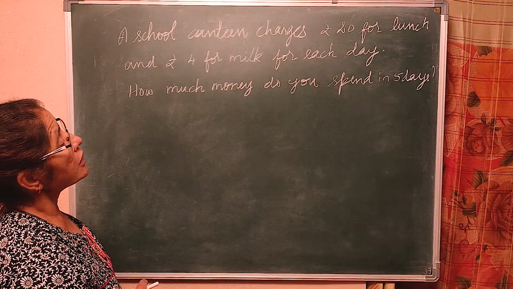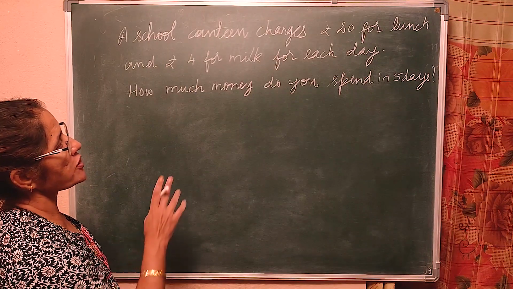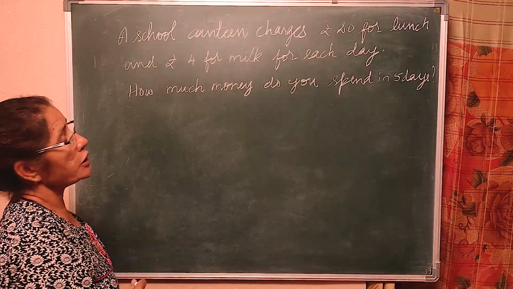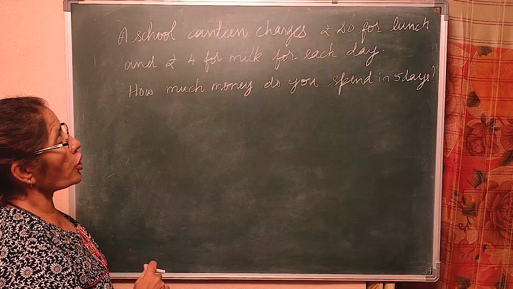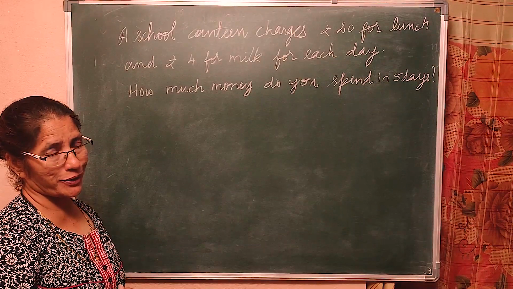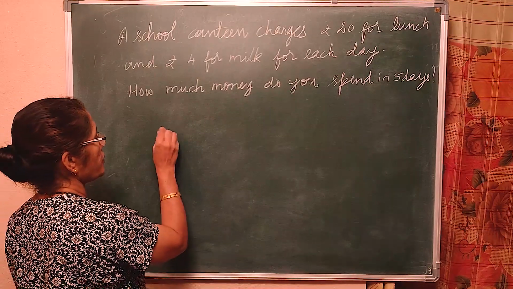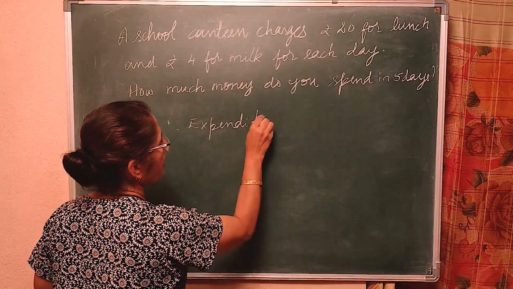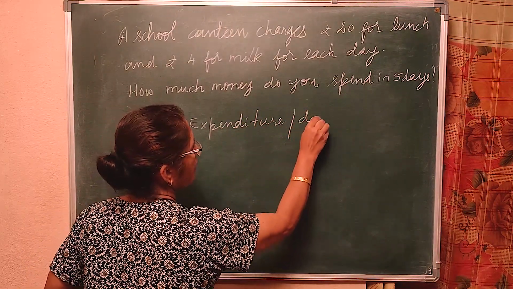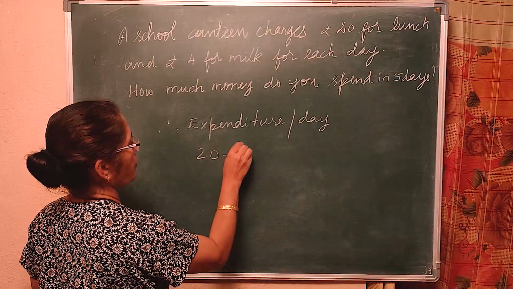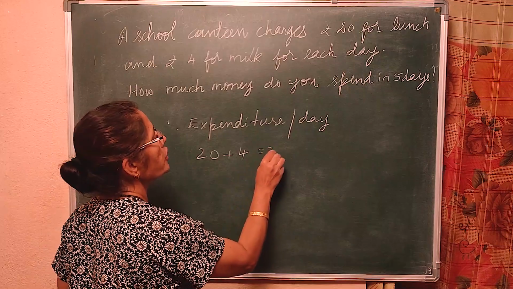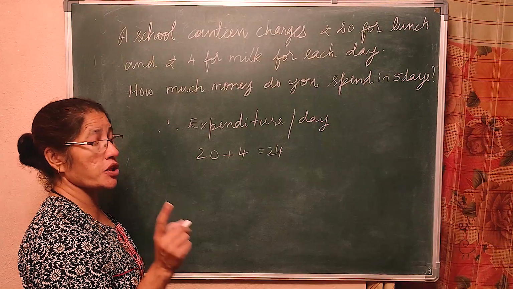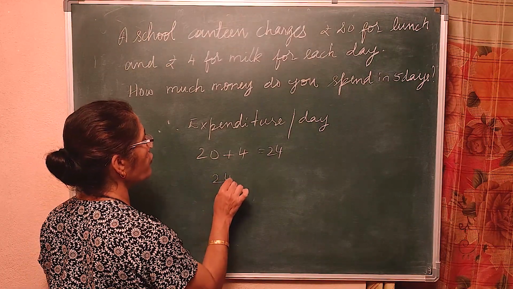The cost of a lunch in a canteen, rupees 20. Cost of a milk, rupees 4. Therefore, cost per day you can find out. How much? So expenditure per day, how much? 20 plus 4. Right? How much? 24. Therefore, how much money do you spend? So, expenditure in 5 days is 24 into 5.